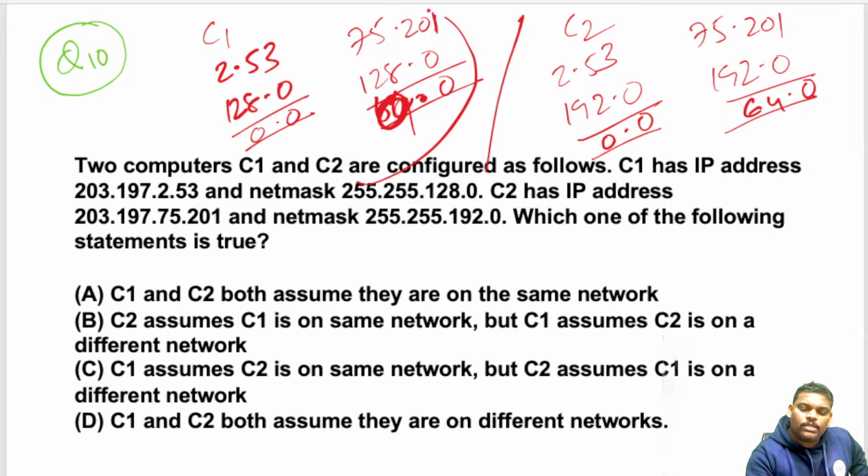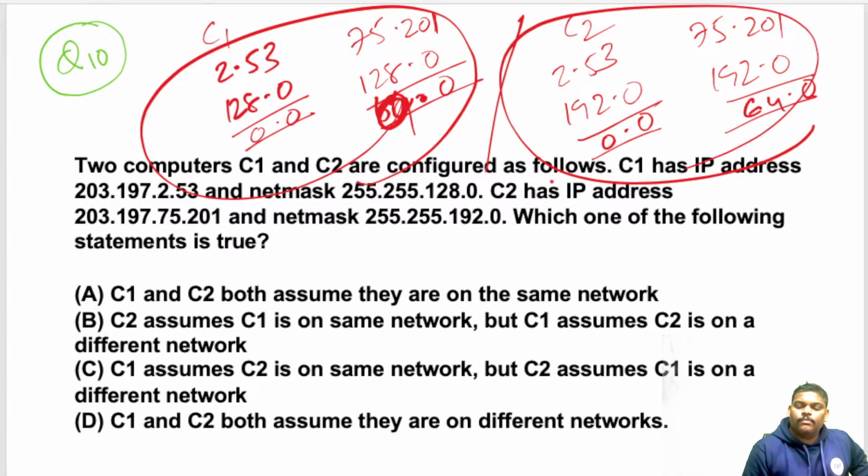So I think these two are the same and these two are different. C1 same, C2 different, I think. Check properly if I did anything wrong. Lastly 64, remaining all zeros. Yes, perfect.